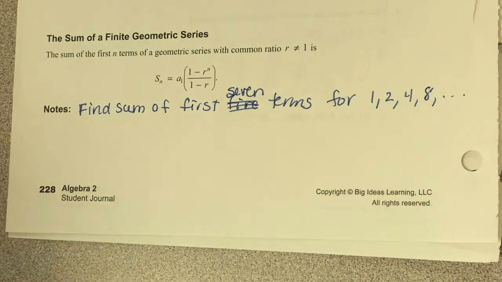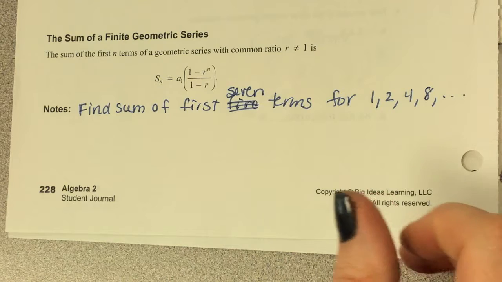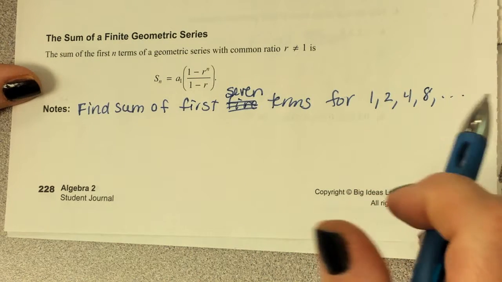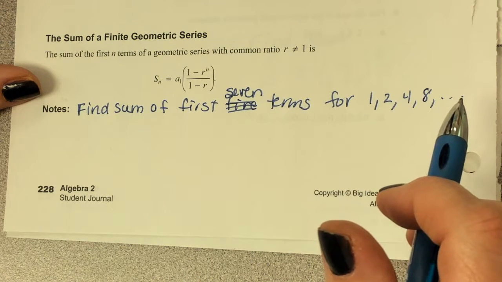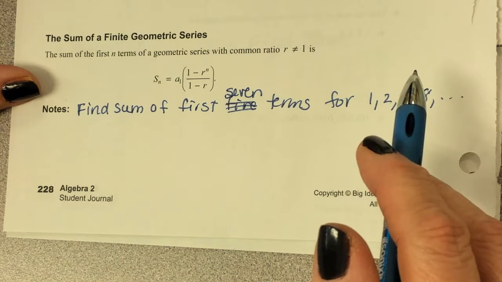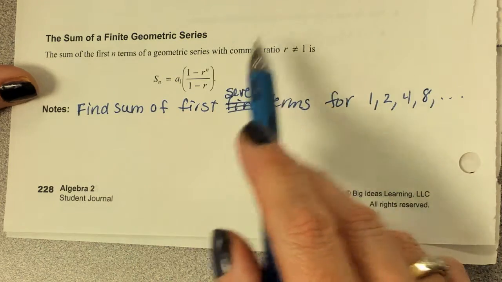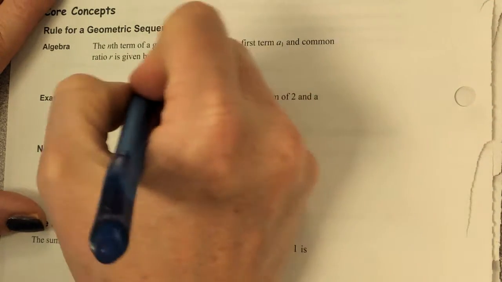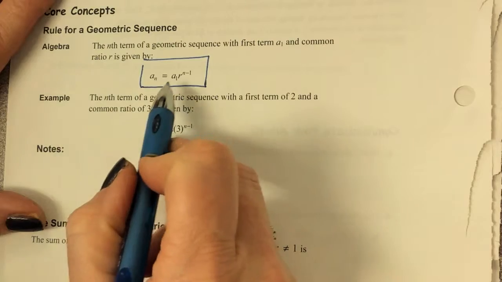Okay, guys, so we've learned several formulas so far. We've learned how to find the nth term of an arithmetic sequence. We've learned how to find the sum of the first n terms of an arithmetic sequence. Yesterday we talked about geometric sequences. Geometrics, we talked about this formula, that's to find the nth term.